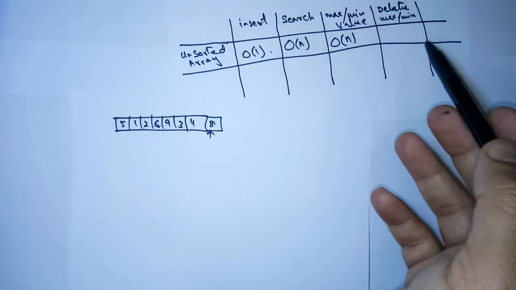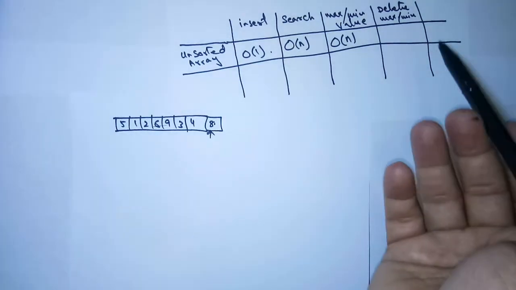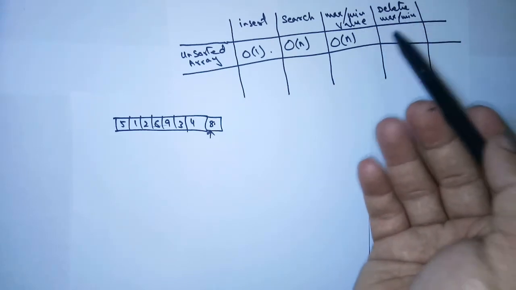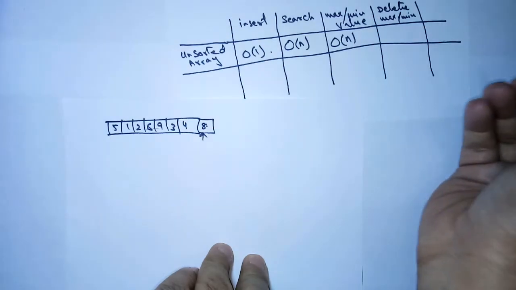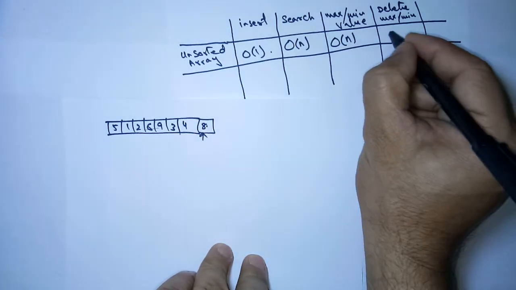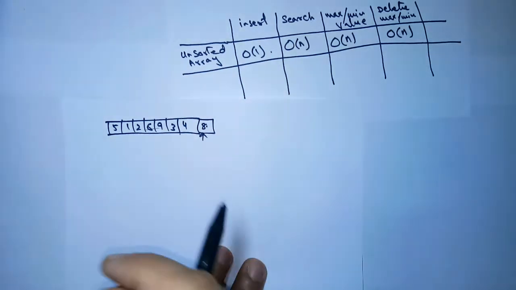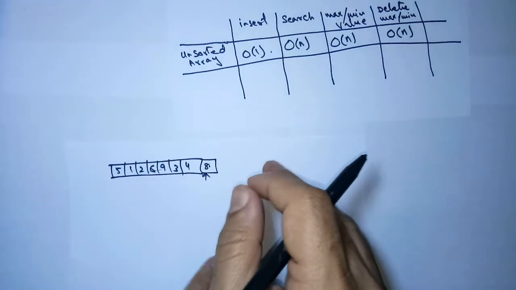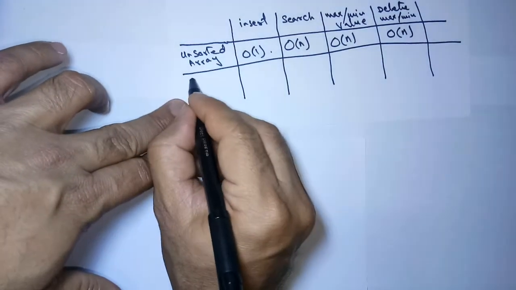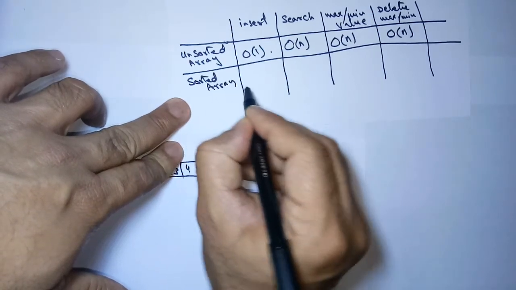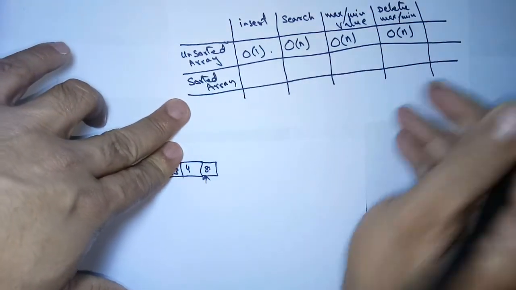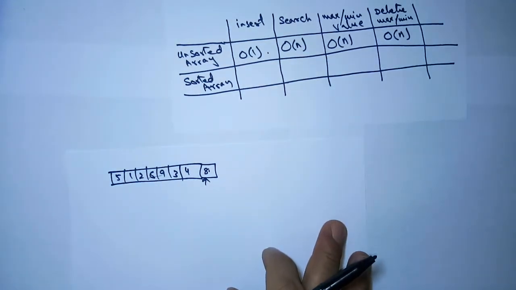And if I want to delete the maximum value or the minimum value, again I need to search the max value or the minimum value from the array, and that requires order of n time. And then to delete it, that requires order of n plus 1. So that requires order of n time, right? Instead, if I use a sorted array, what should be the cost of each operation?